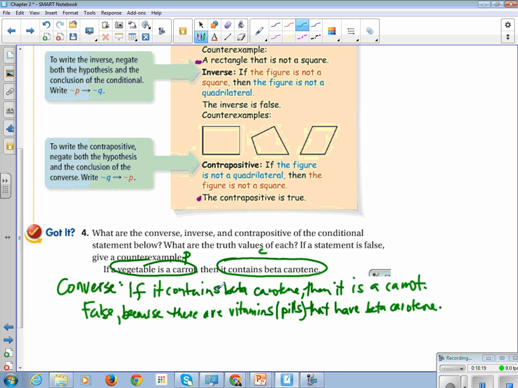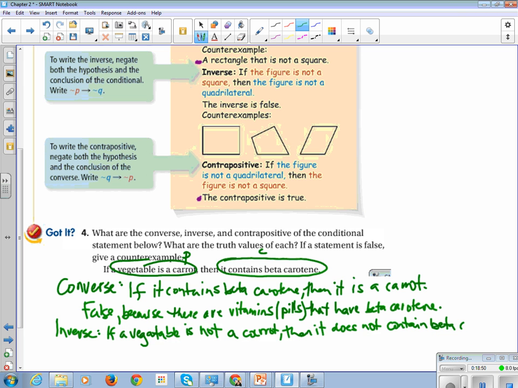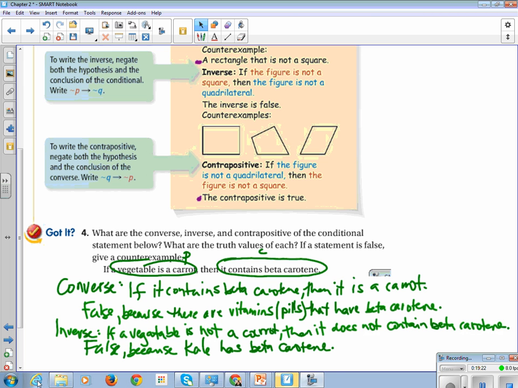All right. The inverse is a statement just with not. If a vegetable is not a carrot, then it does not contain beta-carotene. There is another vegetable out there that has beta-carotene, so this is false because kale has beta-carotene. That's a nice green leafy vegetable.